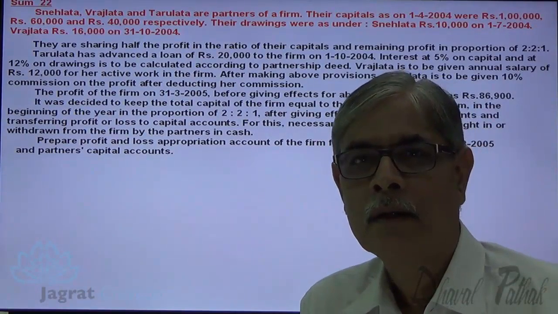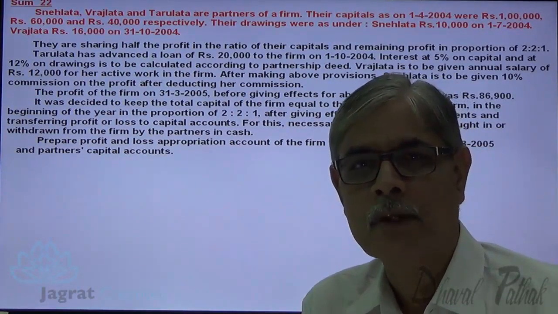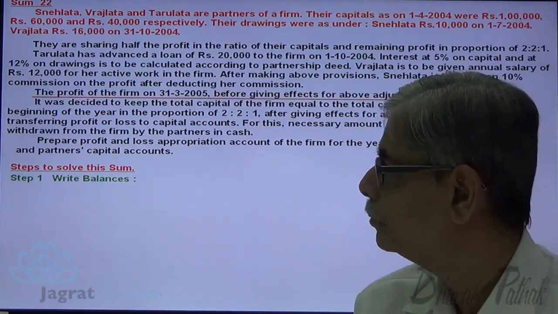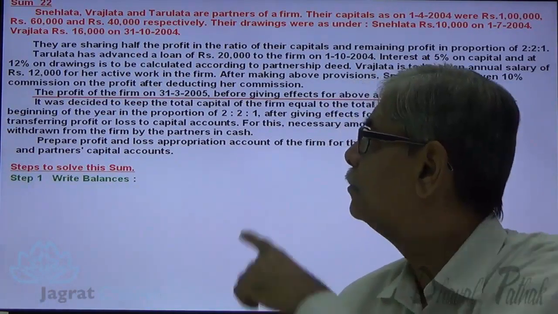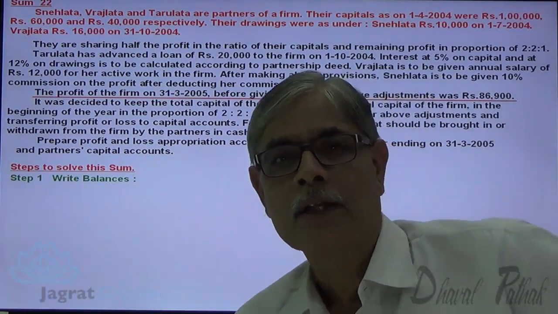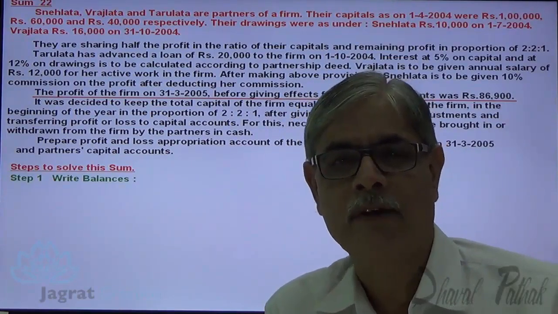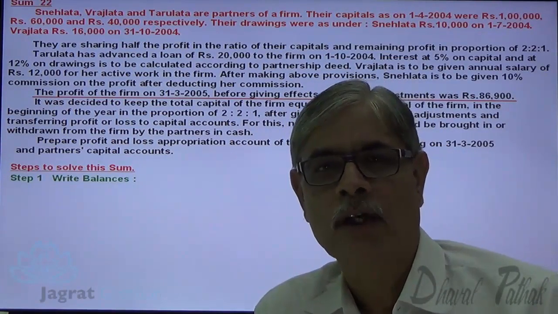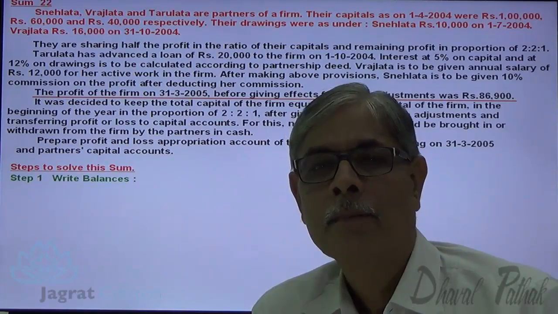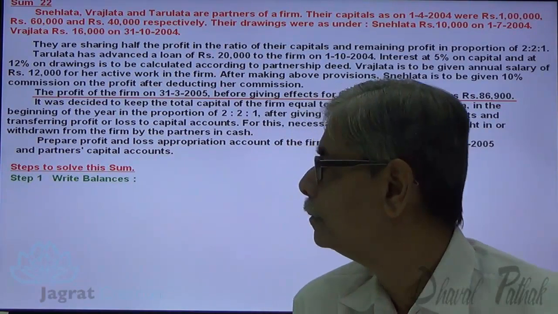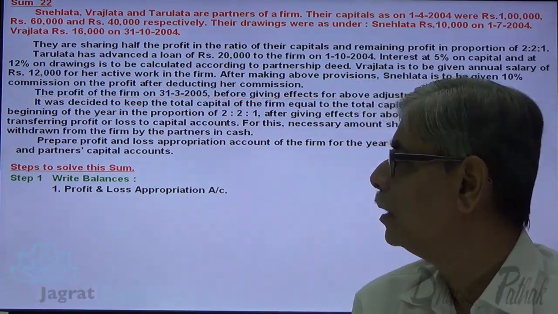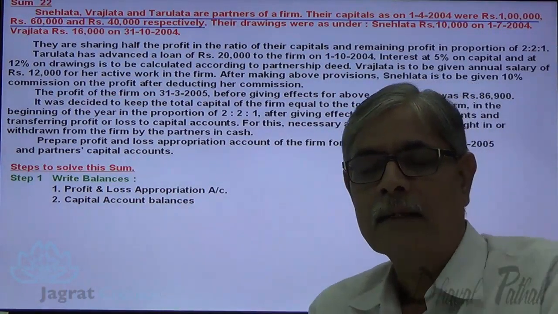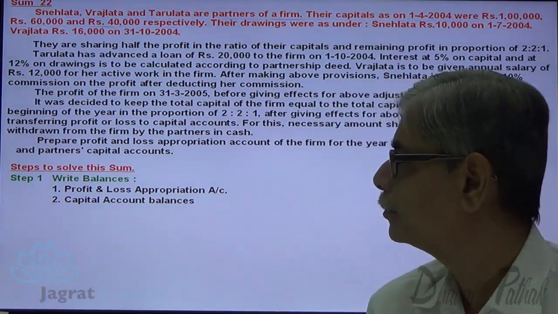Now, steps for the purpose of solving the sum. Write balances. Balance of profit and loss account is known as net profit. That is to be credited to the profit and loss appropriation account. Then write the balance of capital accounts.